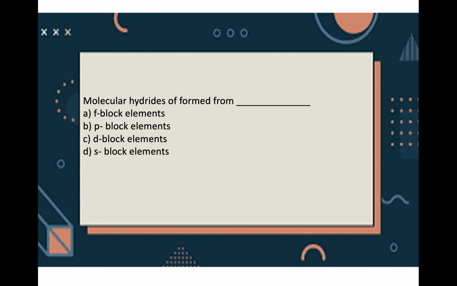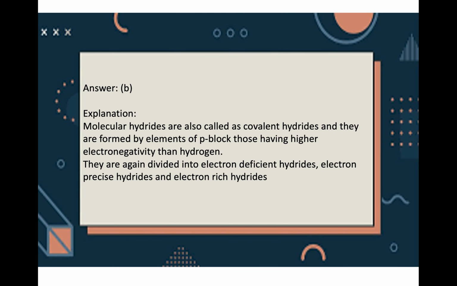So next question is, molecular hydrides are formed from A. F block elements, B. P block elements, C. D block elements and D. S block elements. So answer is B, P block elements. Molecular hydrides, otherwise known as covalent hydrides, are formed by elements of P block with higher electronegativity than hydrogen. Again they can be divided into electron deficient hydrides, electron precise hydrides and electron rich hydrides.